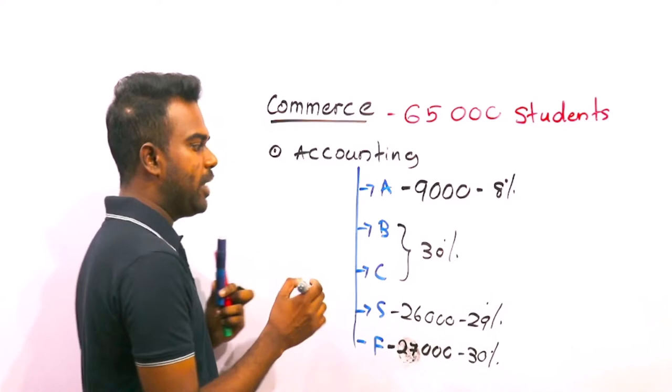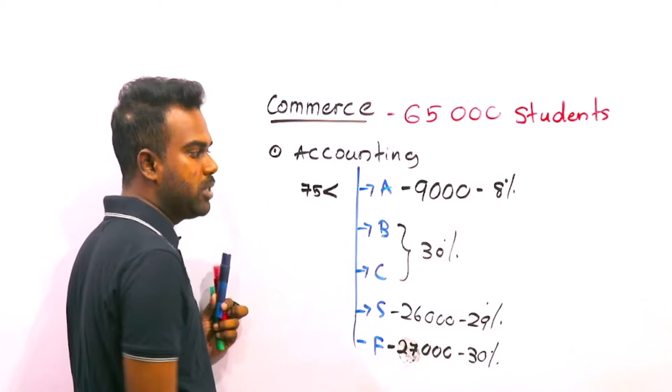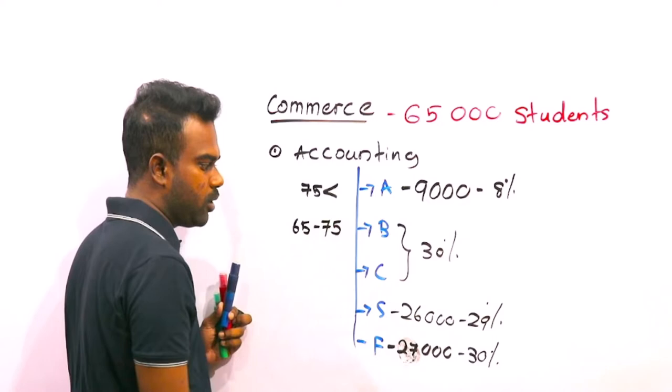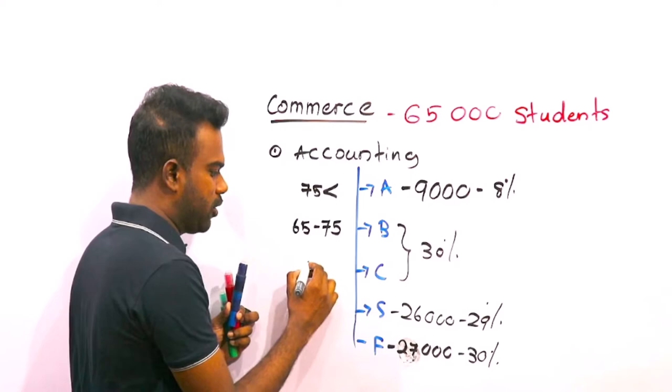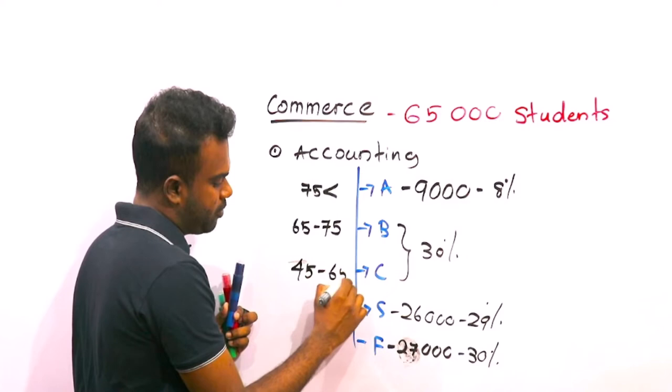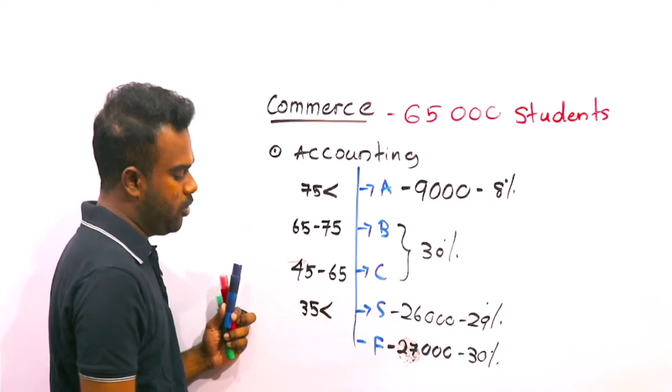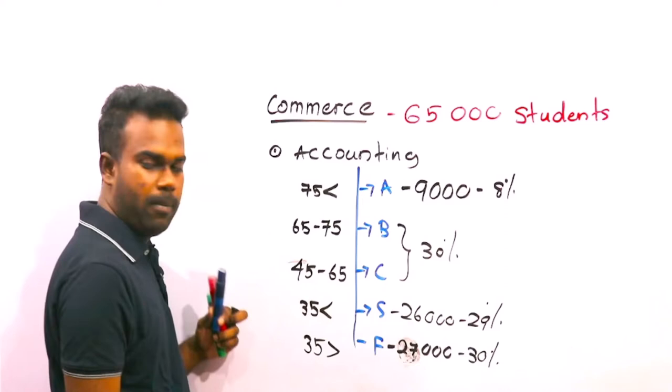Understood. If you want to get an A pass, you have to obtain above 75 marks. For a B pass, you can obtain between 65 and 75 marks. For a C pass, between 45 and 65; there is a gap of 20 marks. Then you can obtain S passes at 35 and above. If you have any marks below 35, you will fail.